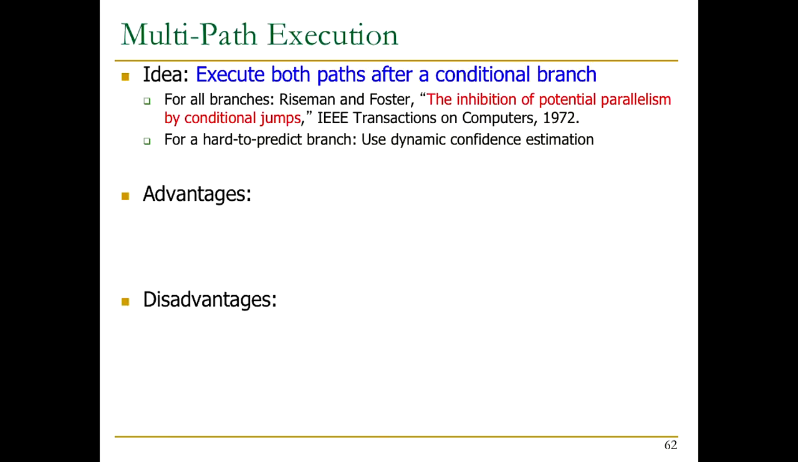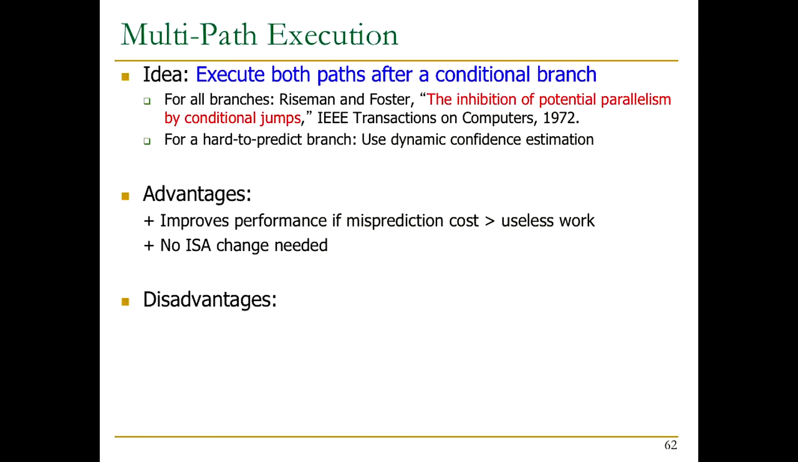I'm going to modify it by talking about the hard-to-predict branch by using dynamic confidence estimation. So, for example, you can say, this branch is hard to predict, so I'm going to follow both paths. This next branch that I encounter is not hard to predict, so I'm not going to follow both paths. I'm going to use branch prediction. That's a better idea. So it improves performance if the misprediction cost is, again, greater than useless work.